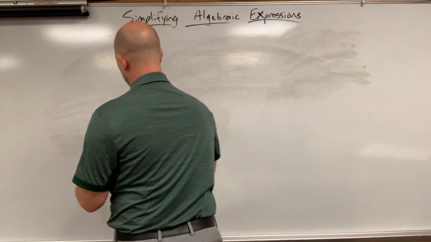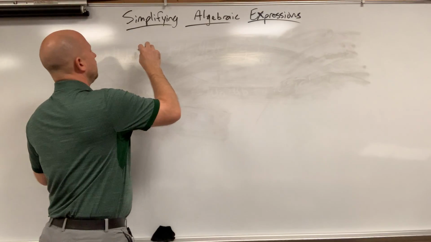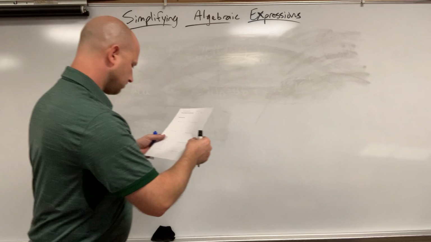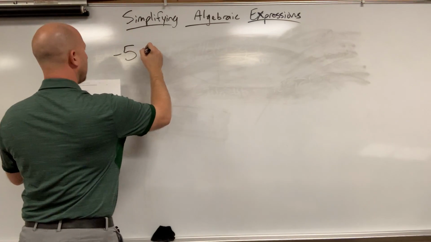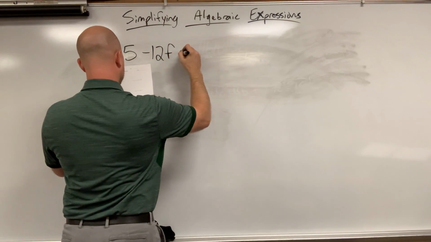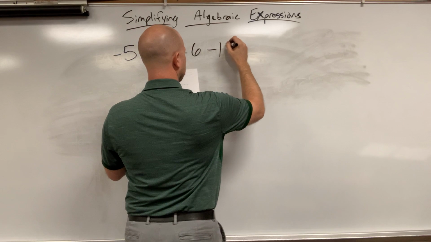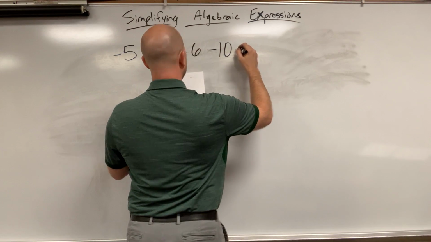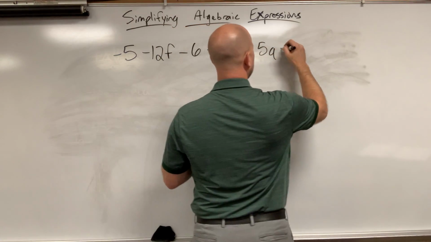All right, I'm going to leave all the smudges and stuff up here. We're just going to get through it. Let's see. Let me see if I can take one from here. All right. Negative 5 minus 12F minus 6 minus 10. Oh, yeah, we'll do that. I missed a Q plus 5Q minus F.